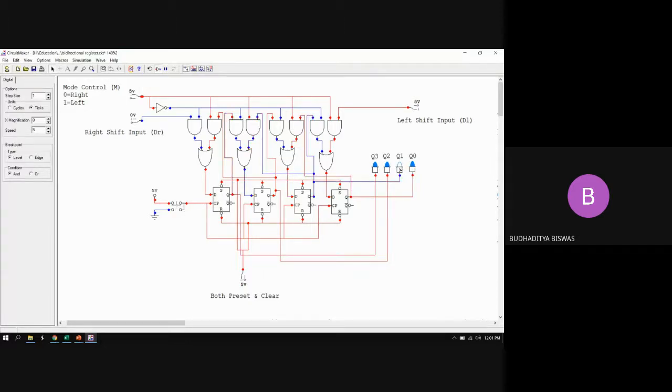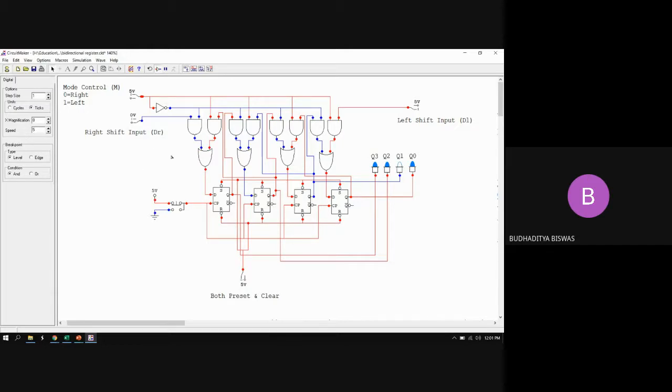So that means the mode control is the switch which controls from where the data will enter inside the register, from the left shift input DL or from the right shift input DR. One is DL, another is DR. That will be controlled by the mode control. And obviously it's a digital control, that means either a 1 or a 0. So 1 means the data will be shifted towards the left direction and data should be entered through the DL, and 0 means data should be shifted towards the right direction and data should be entered through the DR.